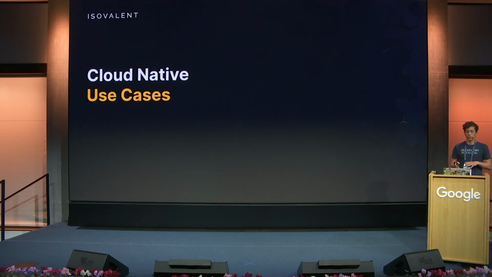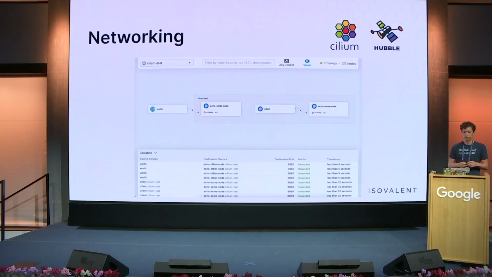Let's talk about some of the cloud-native use cases that we have. The first one is around networking. If you've seen some of the talks earlier from Thomas, he's talking about how eBPF can be used to enhance networking in the cloud-native world, and that's where the Cilium project came in, right? What it allows you to do is to either modify or skip the Linux kernel networking stack for increased performance and flexibility.